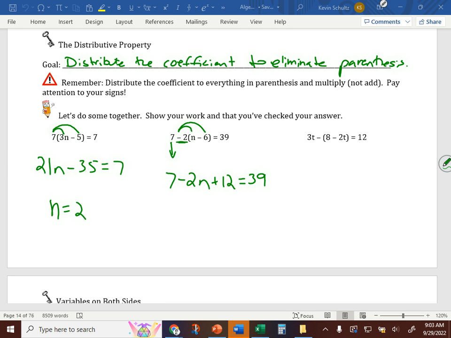Okay, and what would our next step be here? We're still not to a two-step, so I'm still not quite comfortable. What do we do, Colin? Which are? 7 and 12. Good. Our constants, 7, positive 12. 7 plus 12 is 19. Whew. Two steps. I can do this now. Subtract 19, divide by negative 2, and n equals negative 10.